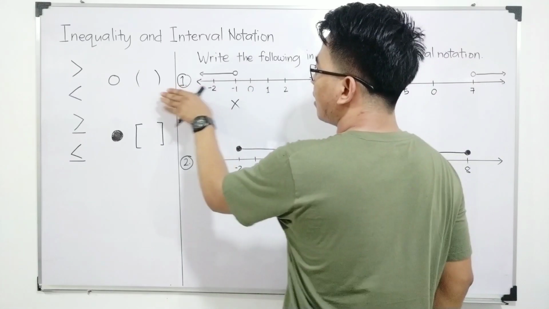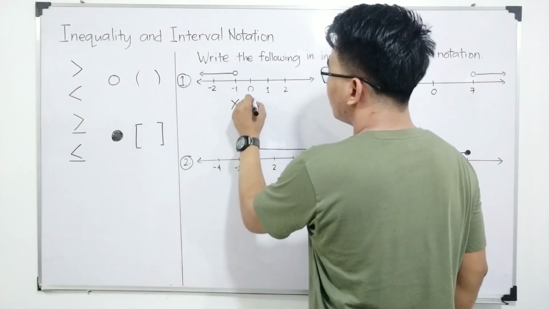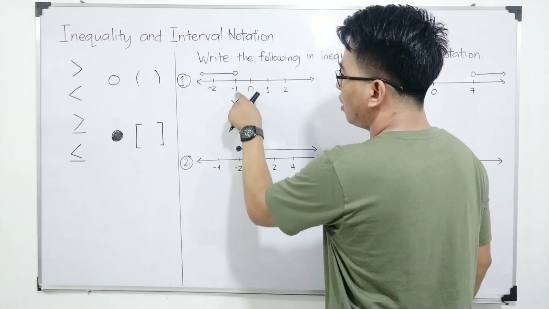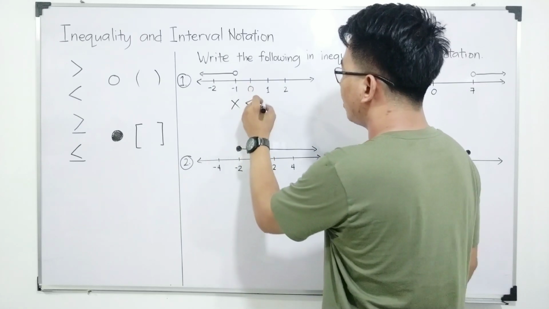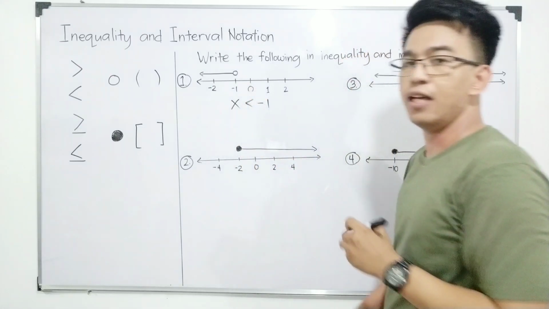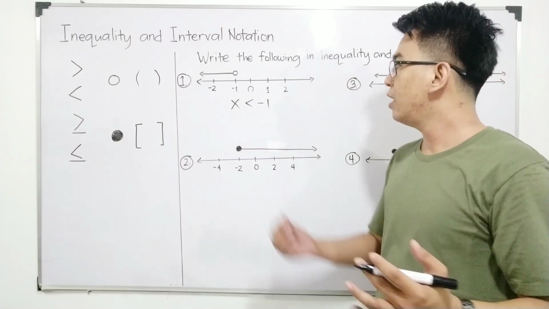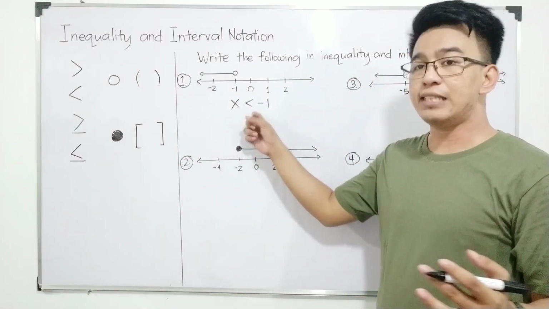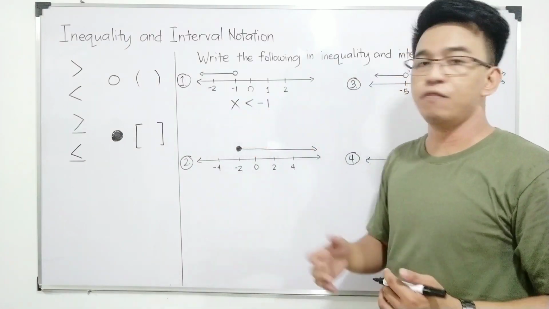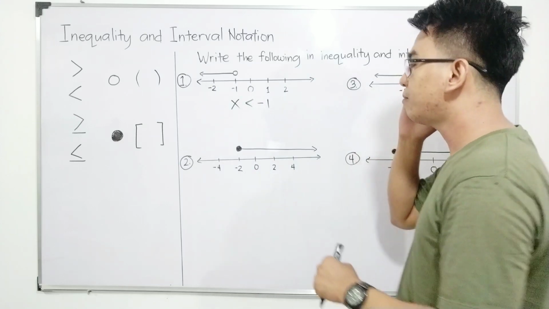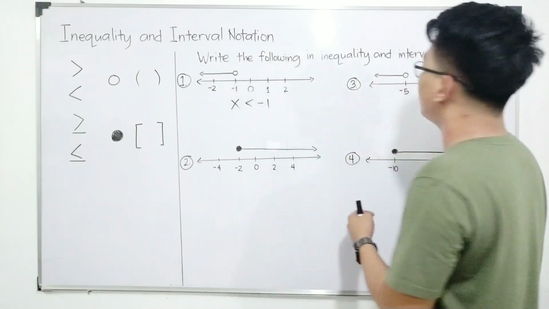Since ito yung direction natin, I'll be using the less than symbol and yung ating critical value, which is negative 1. So, to represent this number line in inequality symbol, the answer is x is less than negative 1. Next. Sir, how about the interval notation?